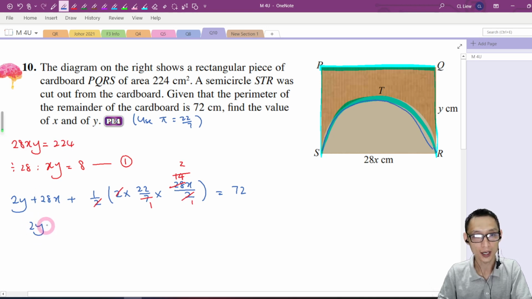So 2y plus 28x plus, okay, carefully go through every single terms here. 22 times 2x, so we will get 44x. 44x is equal to 72.